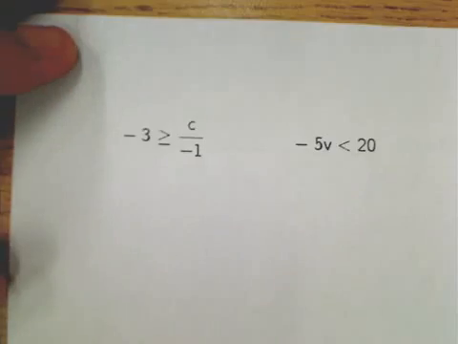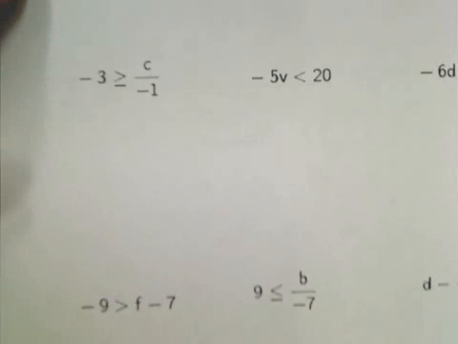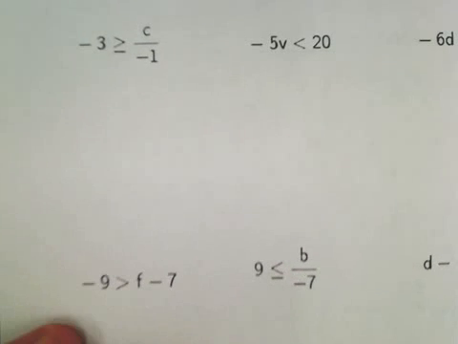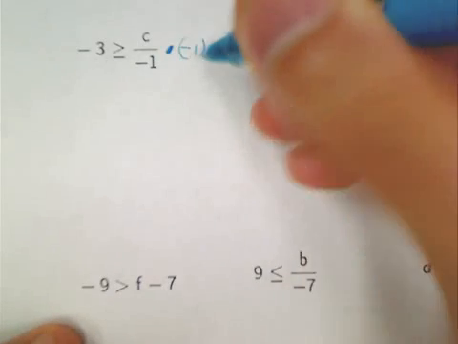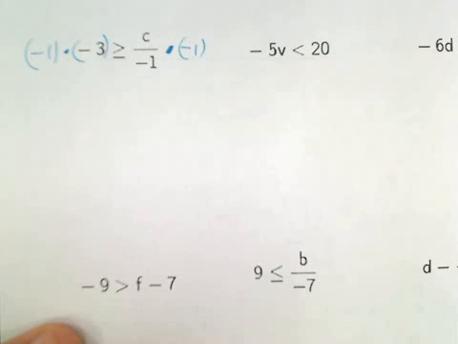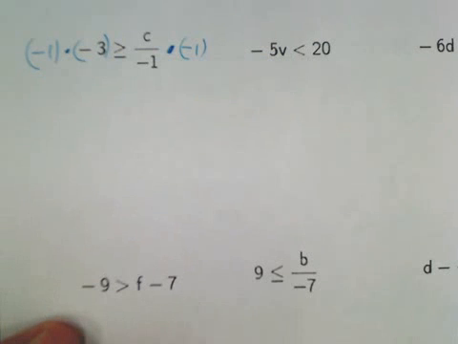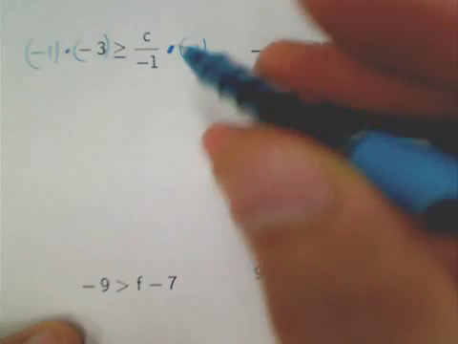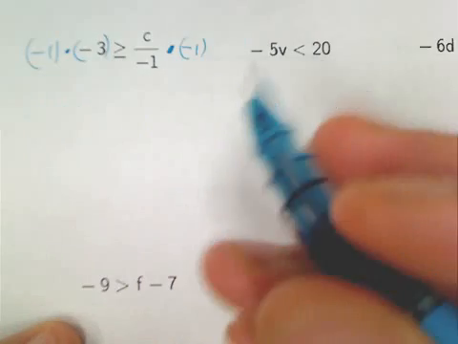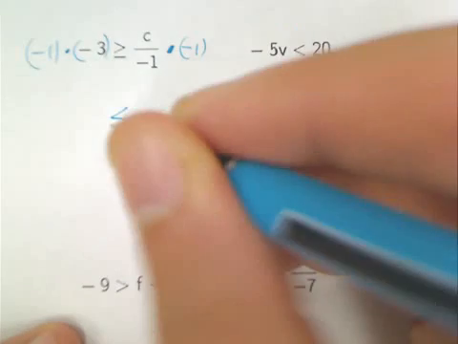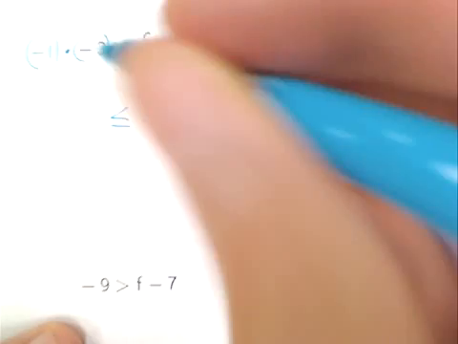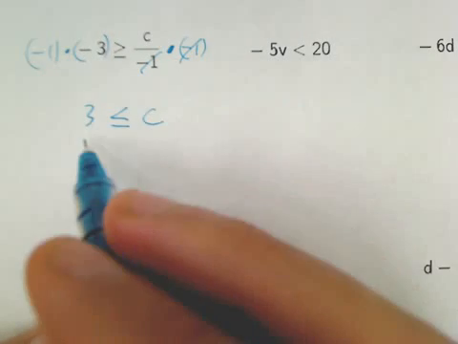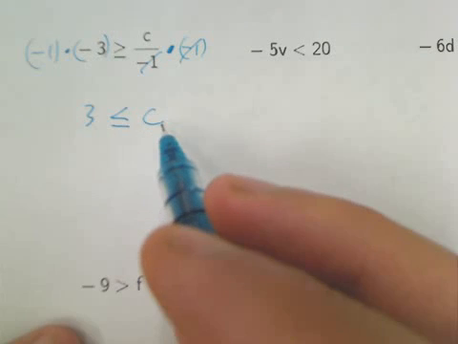Okay, I'll actually just do a couple more down this left-hand side here, and then I'll leave it to you. Still on the left-hand side. Well, c divided by negative 1, so I'm going to multiply by negative 1. Use some parentheses there to set them apart. Make sure they don't look like subtraction. Well, I multiply by a negative, so I need to flip the sign around. Those will cancel. And negative 1 times negative 3 is a positive 3. 3 is less than or equal to c.